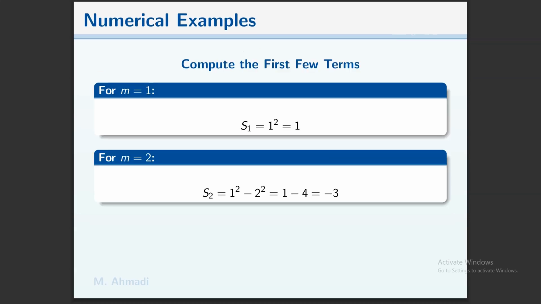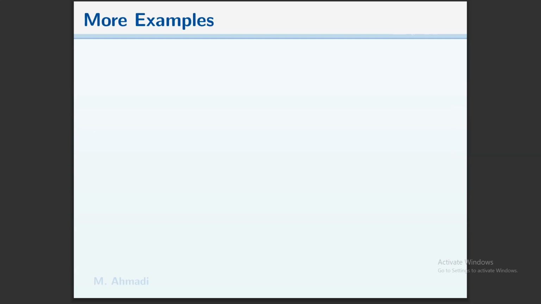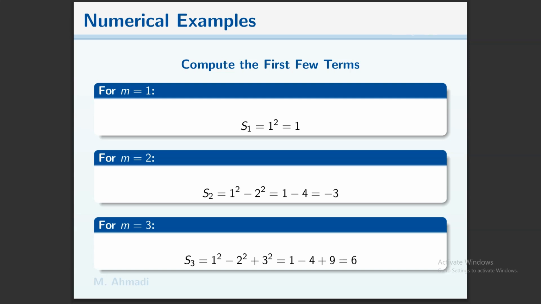Here we investigate some numerical examples. Compute the first few terms. For m equals 1, S1 equals 1² equals 1. For m equals 2, S2 equals 1² − 2², which equals 1 − 4 equals −3. And for m equals 3, S3 equals 1² − 2² + 3², which equals 1 − 4 + 9 equals 6.